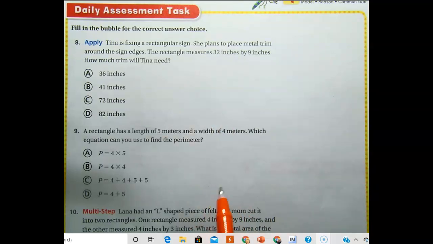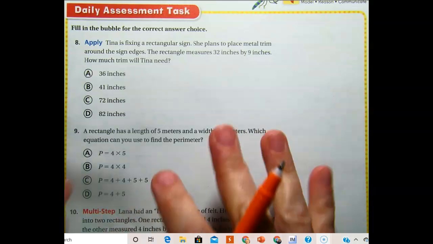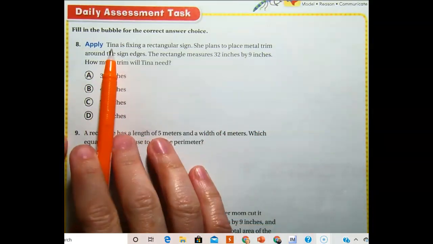Okay, so let's go ahead and do these real quick. Remember, you can always look at these questions, pause the video, and double check yourself. If you were incorrect in your answer, go ahead and fix it. You really need to learn the difference between area and perimeter. Okay, so here we go.